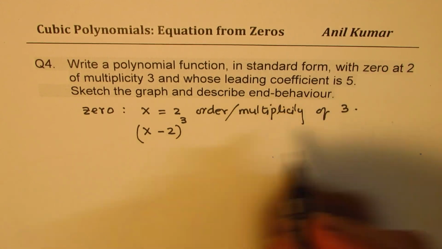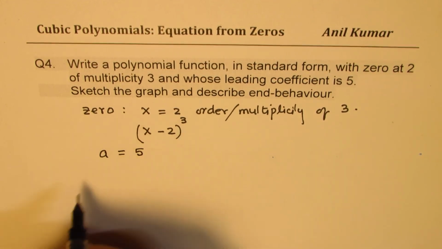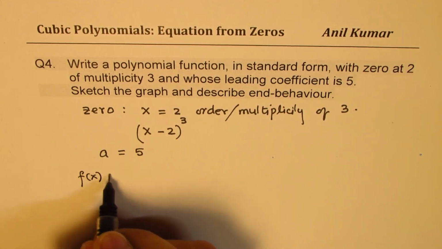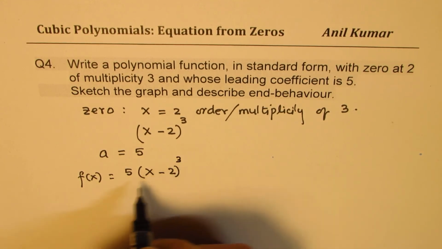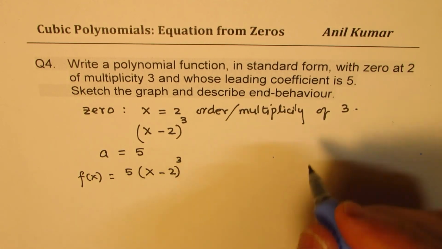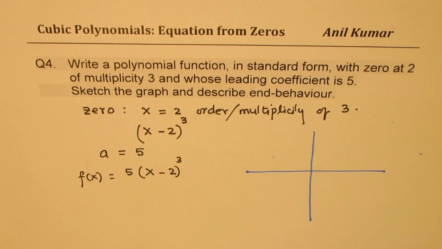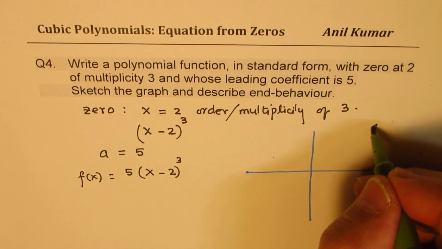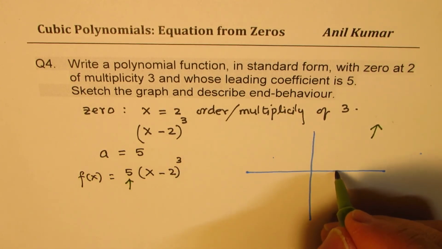Also, we are given leading coefficient a as equal to 5, right? So now we can write the function f of x as equal to 5 times x minus 2 whole cube. Now 5 is positive. So to sketch, right side is going to be up. Perfect. So here is the sketch for the same. So right side is up. This is because a is positive. We have a zero at 2, right?